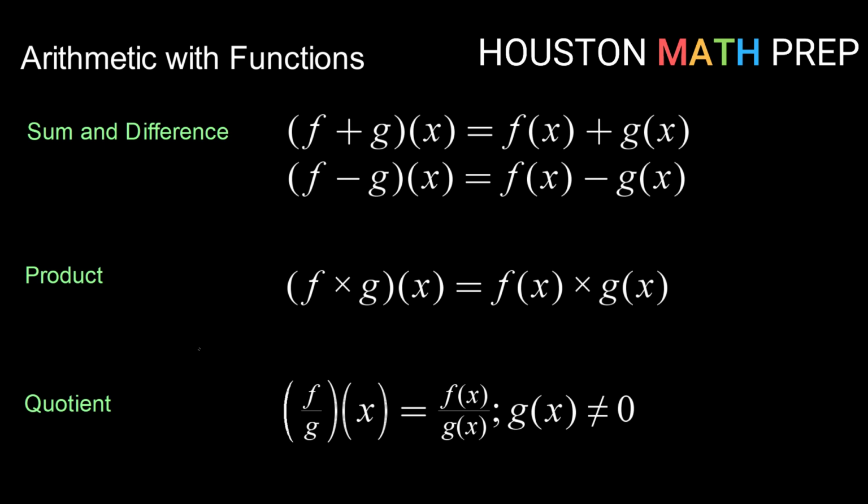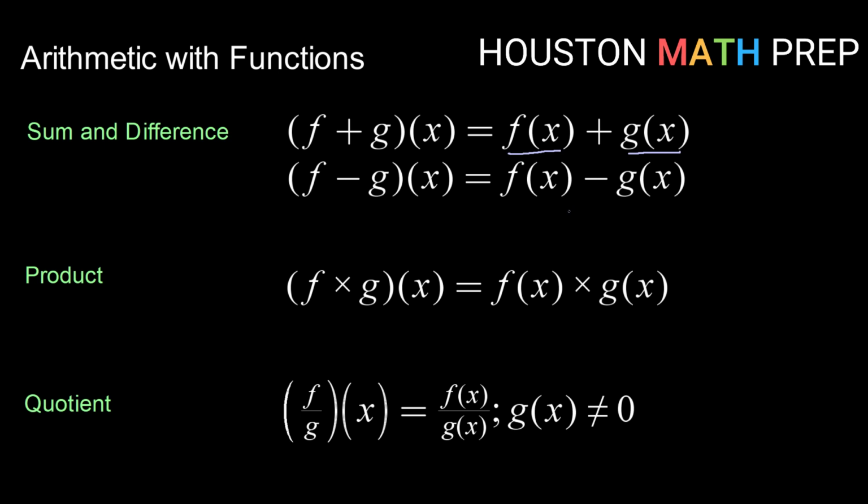In this video, we're going to take a look at how we do arithmetic, that is, add, subtract, multiply, and divide functions. It turns out that we can do the normal arithmetic operations, addition, subtraction, multiplication, and division, on functions pretty much term-wise. What that means is if we want to take f plus g of x, all we need to do is take all the terms in f of x and add them up with all the terms in g of x.